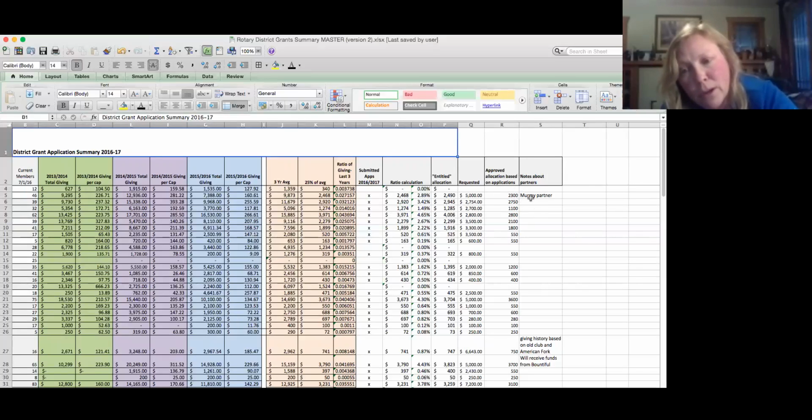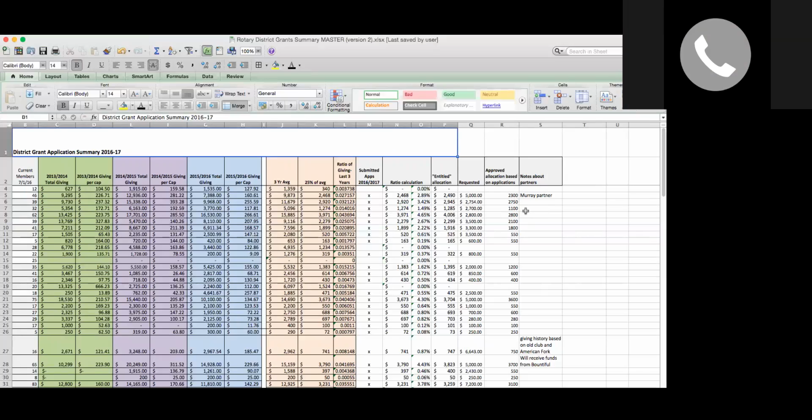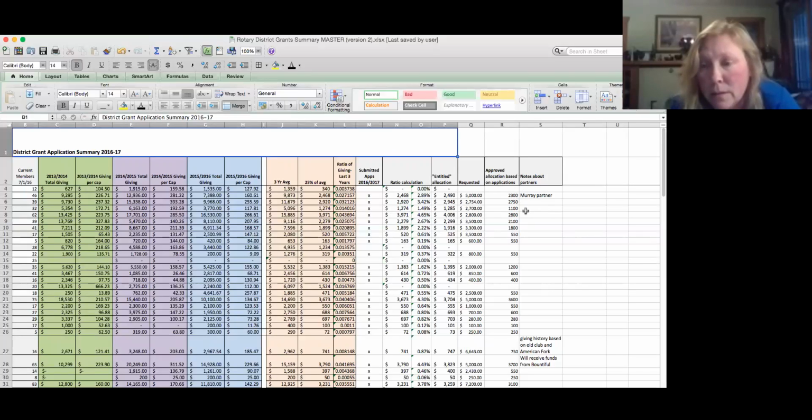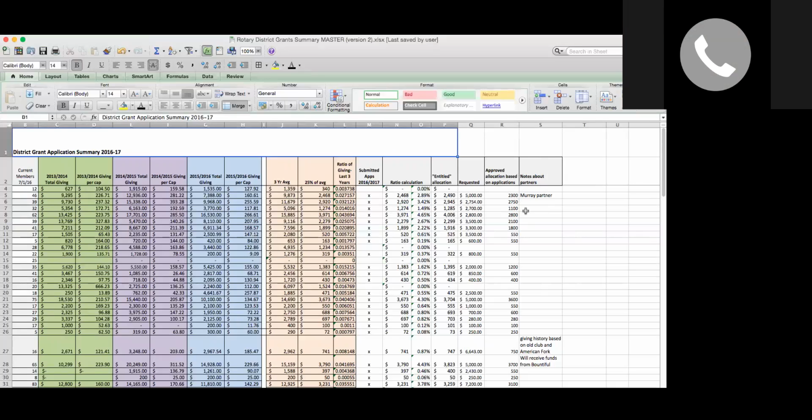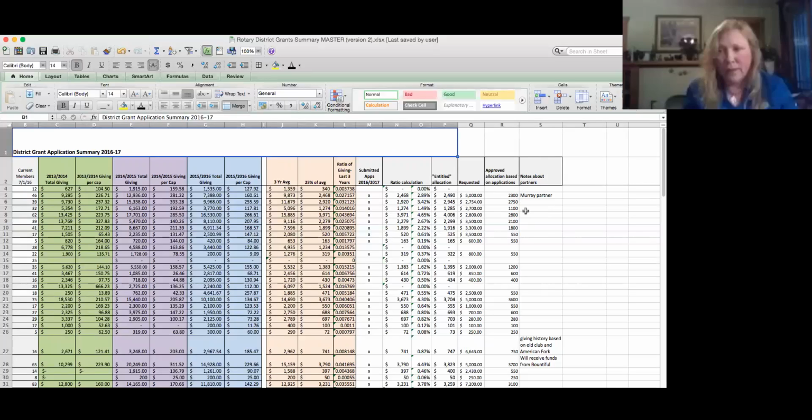Over here I have all my notes. They actually donate their grant allocation. Their grant goes to Murray, and that was the Ecuador project this year. Clubs that don't have a specific project they want to take care of can participate with another club, especially another large club doing a big project. Murray always does a big international project. And for the last 4 years, Bountiful has participated with that.